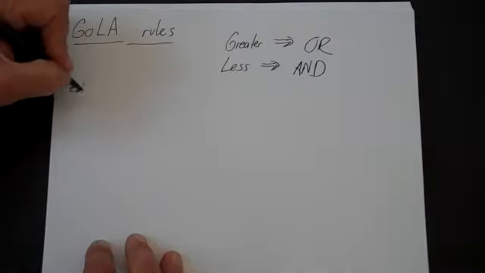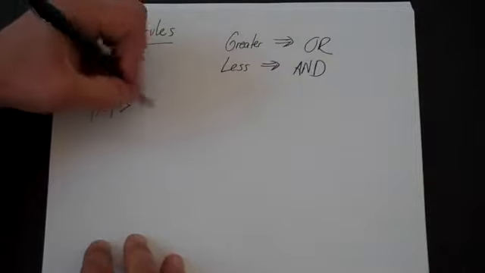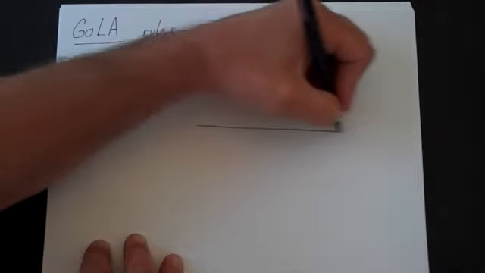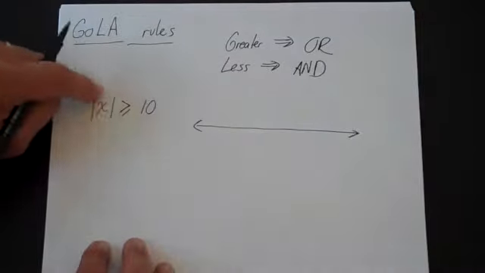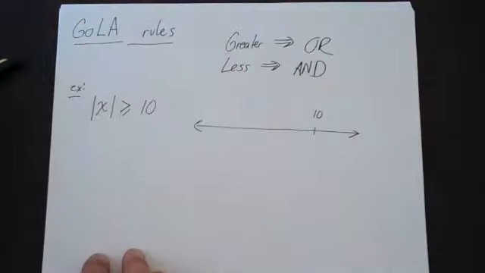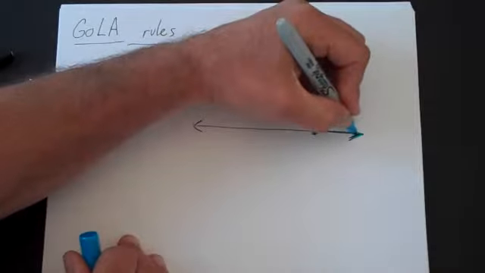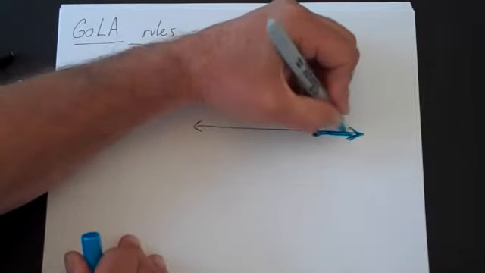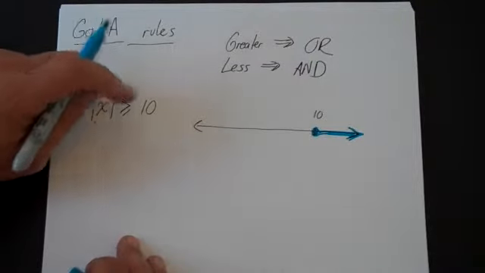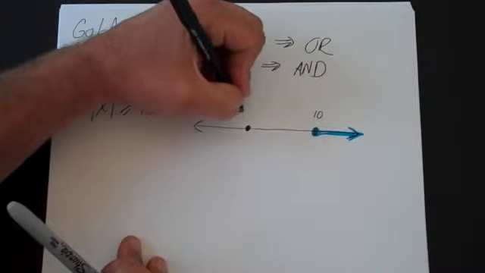So as an example, if you have the absolute value of x is greater than or equal to 10, well, there's two ways that the absolute value of x can be greater than or equal to 10. First, it can be 10 or something larger, obviously, right? For example, if it was 30, the absolute value of 30 is in fact 30, which is greater than 10. But it can also be less than minus 10.